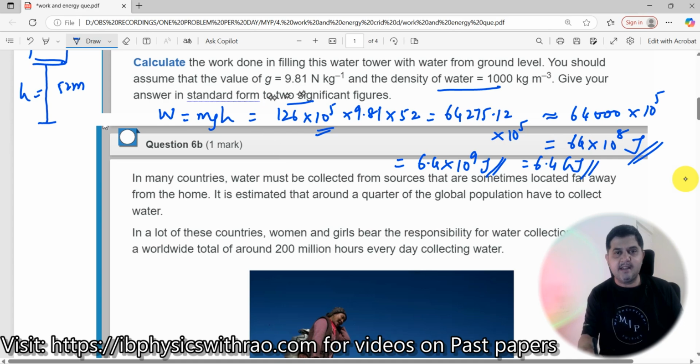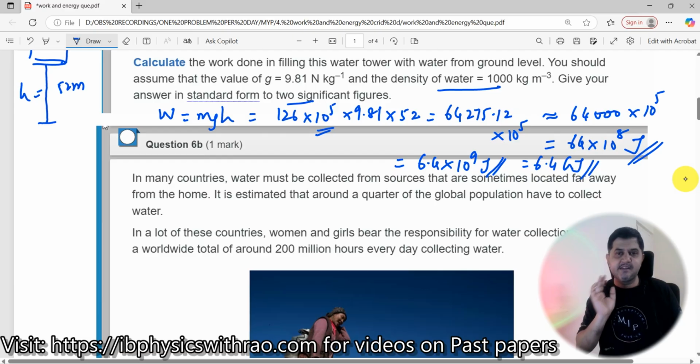Now, how do I get these 3 marks? That's the question we need to have. The first mark goes in exactly understanding the parameters and substituting these values. The second mark goes in getting the correct answer by multiplying all of them. Okay, and then finally putting it to 2 significant figures gives you 1 more mark.